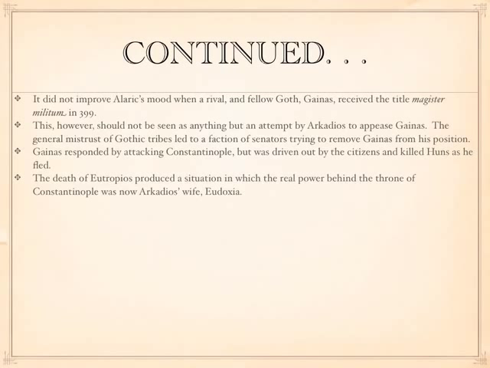But with the death of Eutropius, there was a situation in which the real power behind the throne of Constantinople was now the wife of Arcadius, Eudoxia. She had been his wife for 4 years already. It's interesting that the history of this period of Constantinople is told in terms of who is running the emperor, not who the emperor is. So, Rufinos, Eutropius, and then Eudoxia are the ones who are considered the power players, and Arcadius himself is considered something of a puppet for these folks.